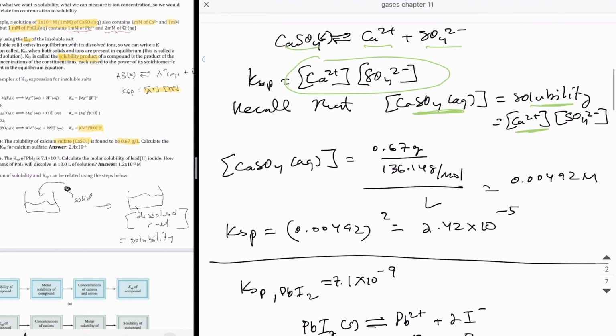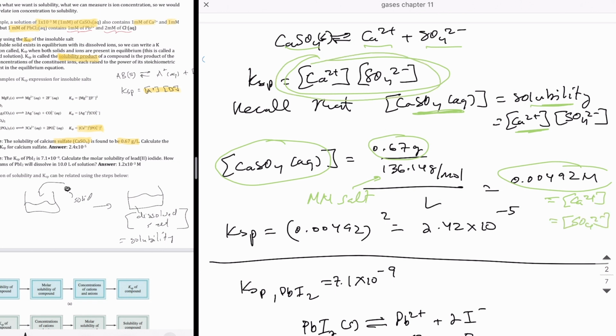So all we need to do is get the solubility of the salt, connect it to ion concentration, and then calculate the KSP. The solubility of the salt is just going to be 0.67 grams divided, in this case, by the molar mass of the salt. It's very important that it's in moles, because again, the solubility is defined as how much of the dissolved salt is present in solution. If you do that, you get 0.00492 molar. That happens to be the same as the concentration of the calcium ion, as well as the concentration of the sulfate ion. Since our KSP is just the product of those two concentrations, I can square them together and I get 2.42 times 10 to the minus 5 as my KSP value.